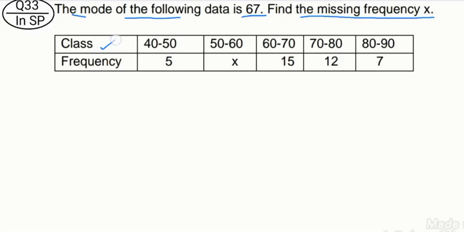The class intervals are 40 to 50, 50 to 60, 60 to 70, 70 to 80, 80 to 90 given to us. Frequencies 5, x, 15, 12, 7 given to us. So they are asking a question on mode. This question was also asked for 3 marks in the sample paper. Let's see the solution.